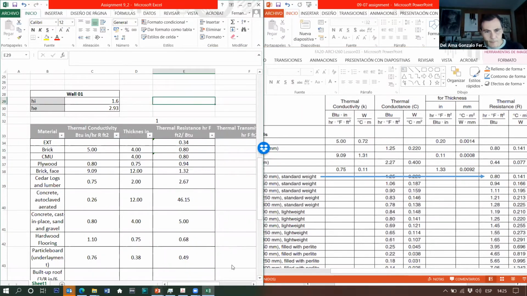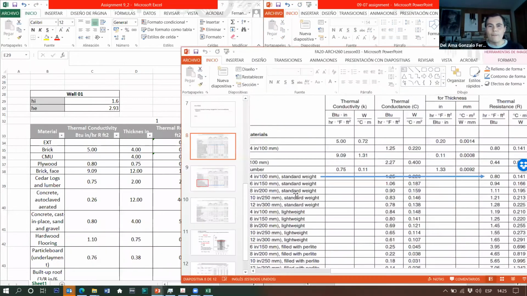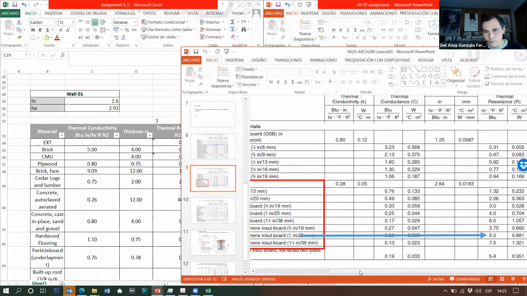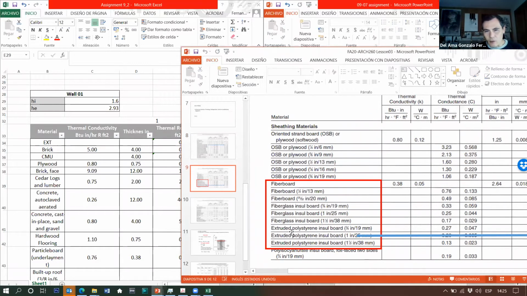Okay, what's next? We have the extruded polystyrene, which is 6 inches. So we have to go to that table. And where is the extruded polystyrene? It's here. This is the extruded polystyrene.